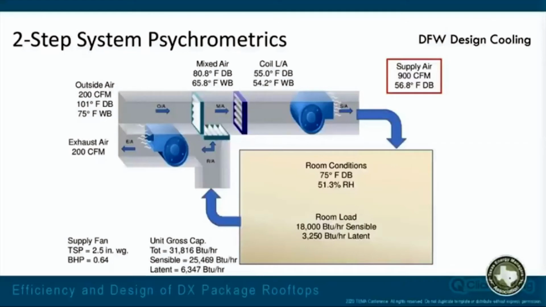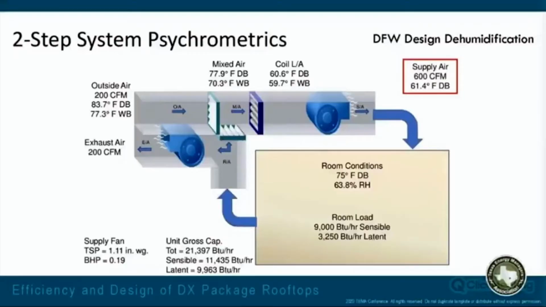And we look at our full load day, and really nothing changes because we've got the same 900 CFM, the same 56.8 degree leaving air temperature from the unit. So we're still at 75 degrees and 51.3% relative humidity. So nothing real interesting happened there, but we wanted to remind of that condition.